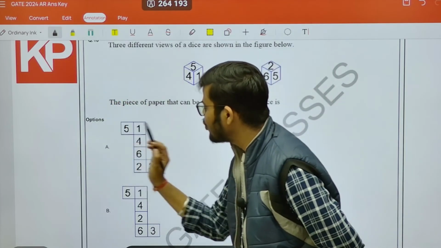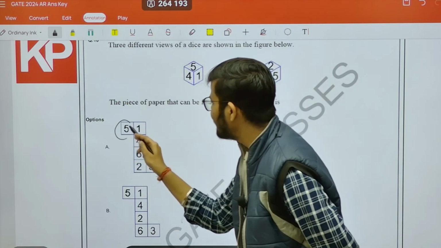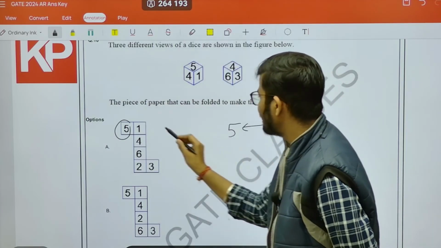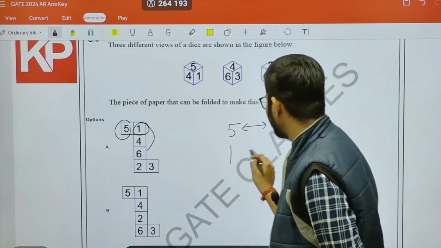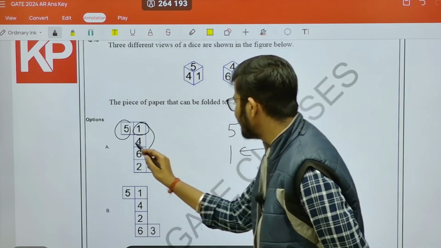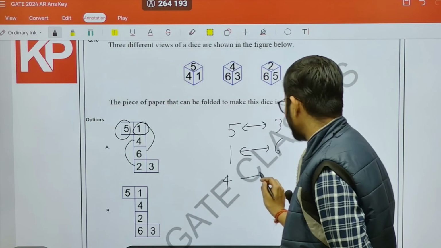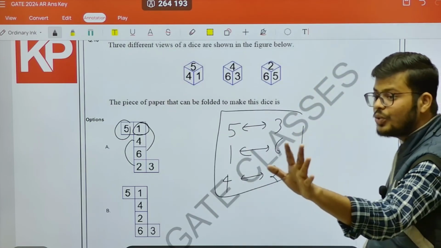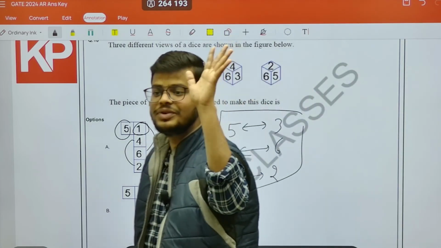Now if we are going to check option number 1, in that case what will be happening? Behind 5, opposite to 5, 3 should be there. Opposite to 1, 6 should be there. Opposite to 4, 2 should be there. Now this is the combination. Now how we are going to check it? Whenever any option is given, you can check like this.